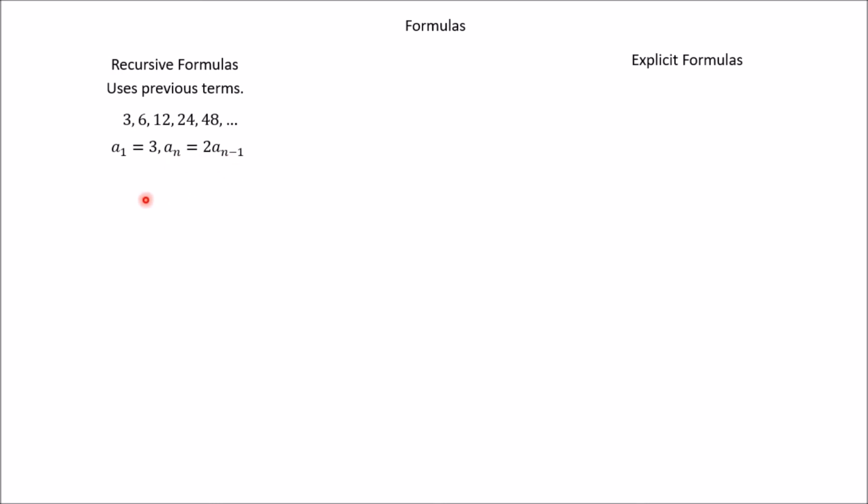Now the problem with this is in order to find a17, we need to know what a16 is. To do that, we need to know what a15 is, etc. So we have to get the entire sequence up to that point. But sometimes we can only write it using a recursive formula.